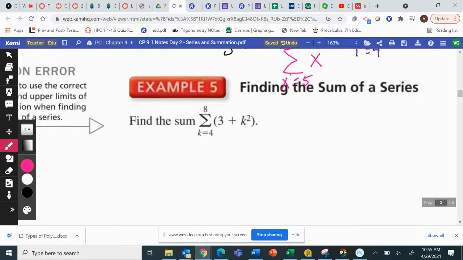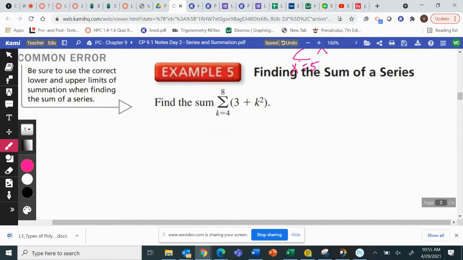All right, finding the sum of a series. So we're going to find the sum of this one. And this says over here, it's just talking about making sure that we're using the correct lower and upper limits for the summations. Notice that it starts with a 4 and ends with an 8. So the first thing that I'm plugging in is 4. So my first term, my a sub 1, is actually plugging in 4. So I would have 3 plus 4 squared, which is 19. If I wanted to know the first term, you guys would tell me 19. Even though we plugged in 4, that's our first term.